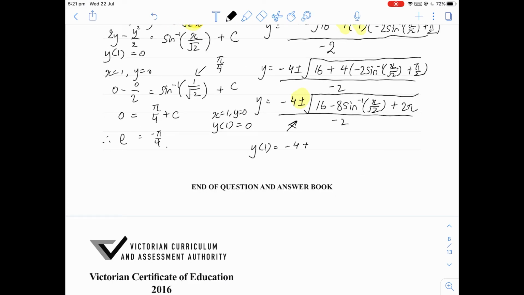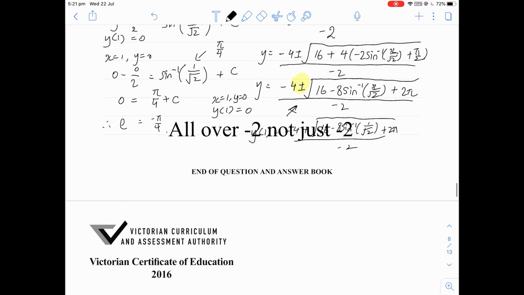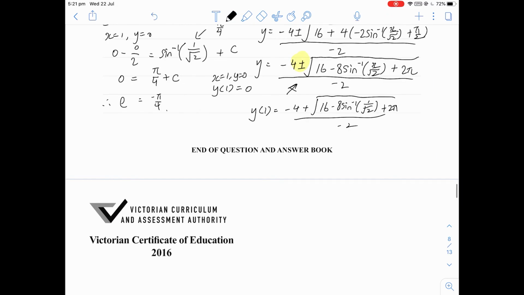Then what we can do is basically just go like this. Sub it in. I'll first work with the positive side, and then I'll get 16 minus 8 sine inverse 1 on root 2 plus 2 pi over negative 2. Okay, now let's work with whatever's inside the square root. So we'll get 16 minus 8 multiplied by sine inverse 1 on root 2, which, like I said before, is pi on 4, plus 2 pi.